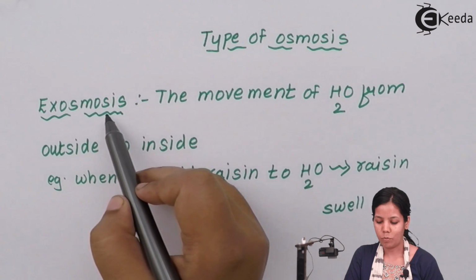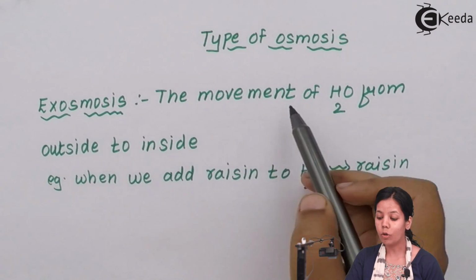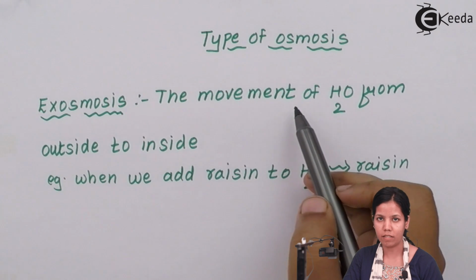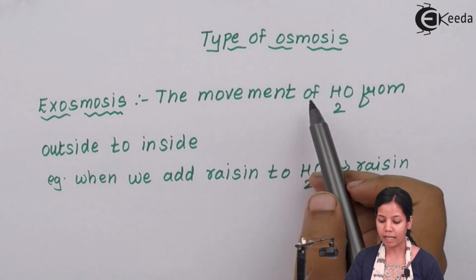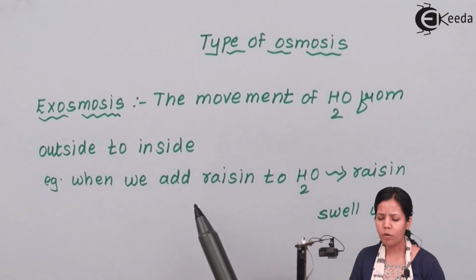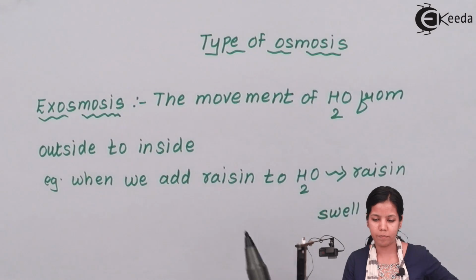When I say exosmosis, exo means outside. It is one of the types of osmosis. Exosmosis is the movement of water from inside the cell to the outside. That is, water which is present inside the cell will move outside. When you add raisins to salty water, that movement of water is exosmosis.